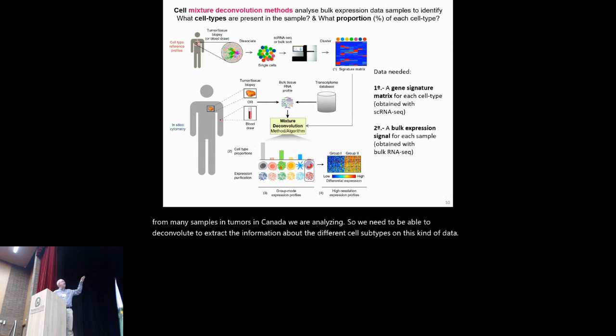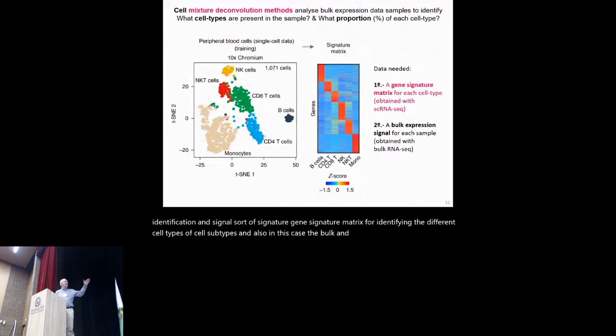that is bulk data. And to do that, we need to do 2 things. One is to have an identification, a sort of signature, a gene signature matrix for identifying the different cell types or cell subtypes, and also, in this case, the bulk data. No? Many times the gene signature comes from single cell data, and this is superimposed in bulk expression data.